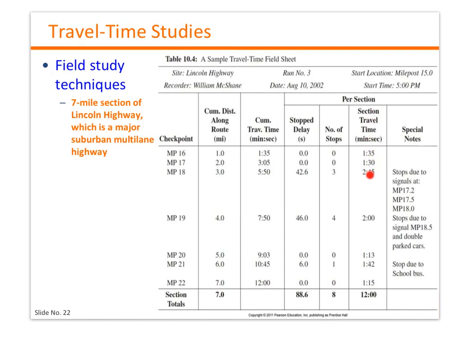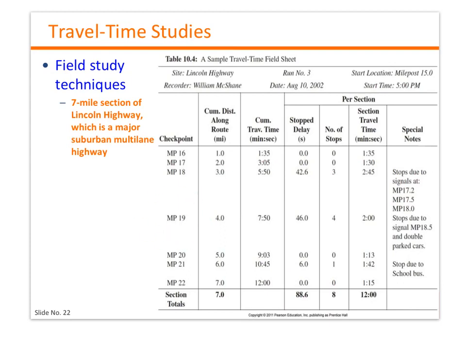Here it shows the section travel time, which is the amount of travel time in that section: 2 minutes and 45 seconds. This is per section, so that's 2 minutes and 45 seconds within that mile. The last column is special notes showing the reason why we had 3 stops and a 42.6-second delay. Those stops were due to the signals at mile post 17.2, 17.5, and mile post 18.